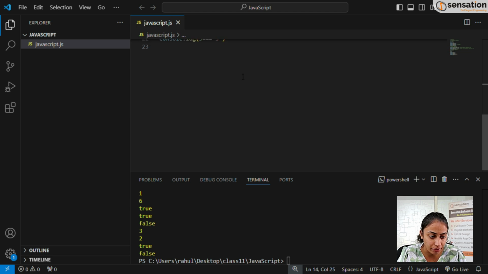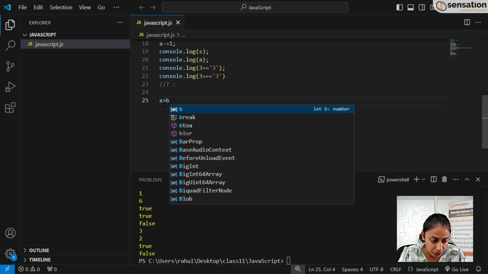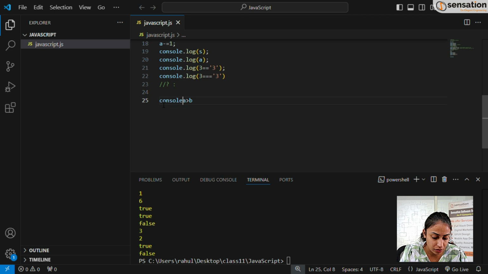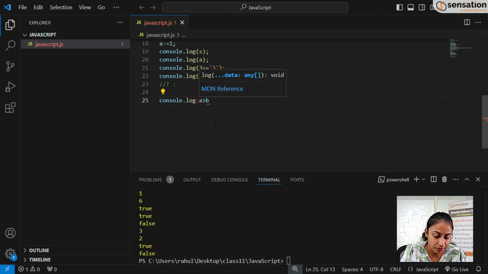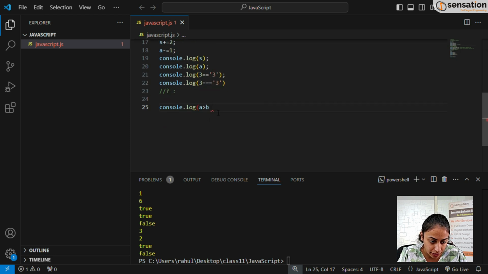Another we have is ternary operators. A ternary operator works with a question mark and a colon. We have a condition, a should be greater than b. If I'm printing in console.log, if a is greater than b, then it should give the condition a is greater than b.